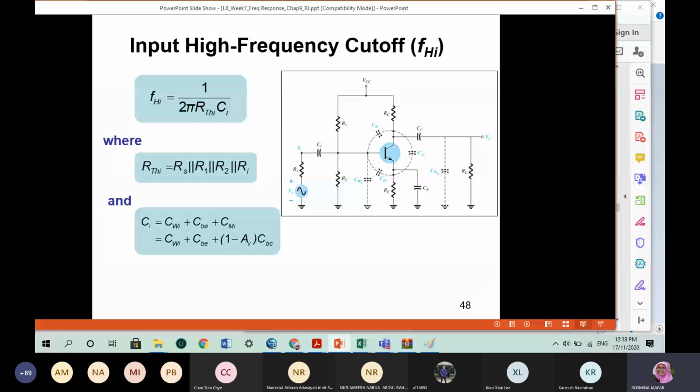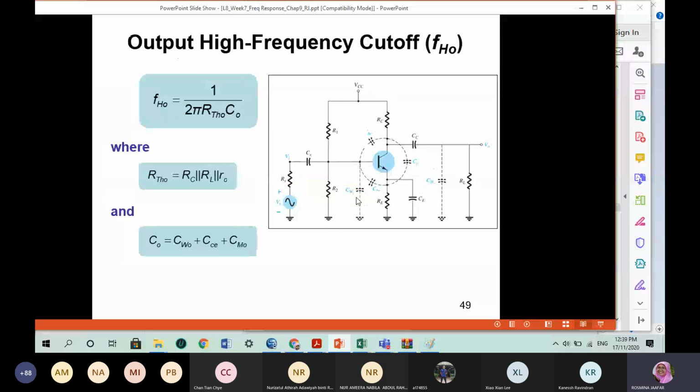For the input high frequency FHI, again if we consider the voltage divider configuration for this BJT, you will have RTHI as RS parallel R1 parallel R2 parallel with RI. And CI is CWI plus CBE plus CMI, where CMI is 1 minus AV times CBC. CBC is this value.